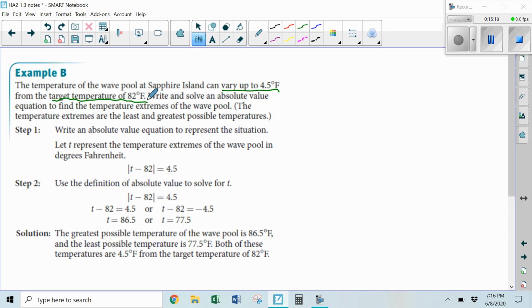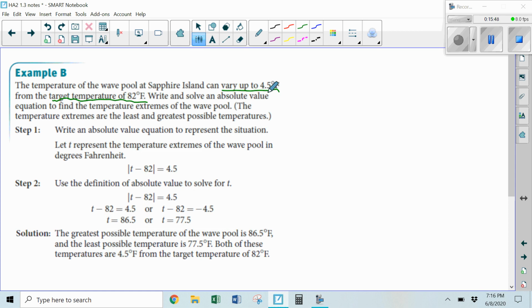So we have two really important pieces of information. Our target, we would like the temperature to be 82 degrees. We can vary by up to 4.5. Now I know some of you could do this in your head or with a calculator, not write anything, but you're going to have to write an equation because that's what the directions are always going to say. And eventually you're going to get to harder problems where you're going to have to write an equation to do the problem. So step one, write an absolute value equation to represent the situation.